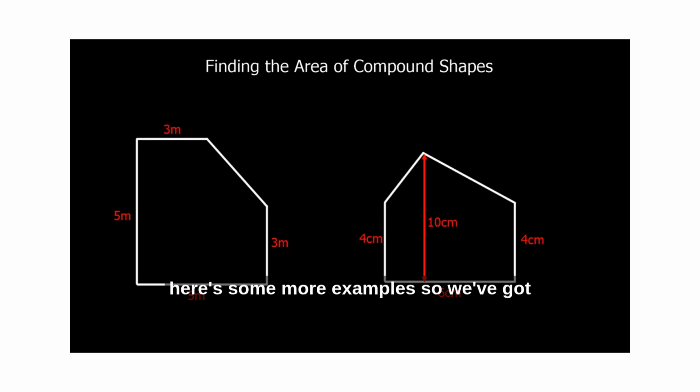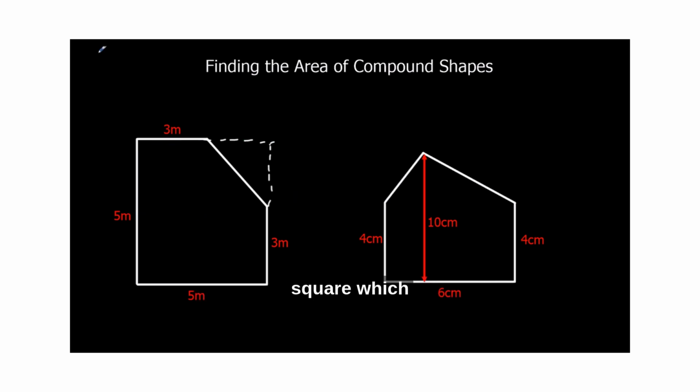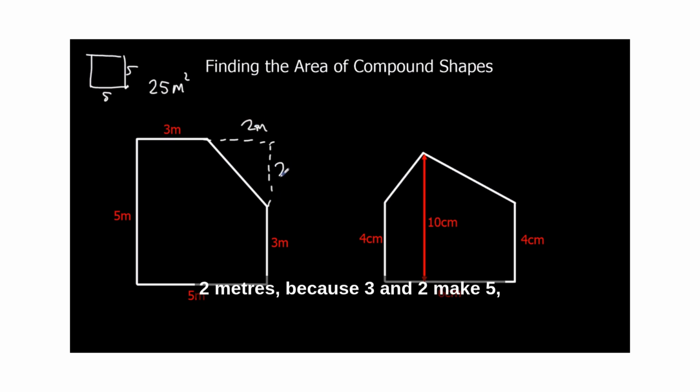Okay, here's some more examples. So we've got another rectangle and a triangle, so let's do that one again. So it's actually a square and a triangle. So it's 5 times 5 for the square, which is 25 meters squared. And these are 2 meters and 2 meters, because 3 and 2 make 5, and 3 and 2 make 5.